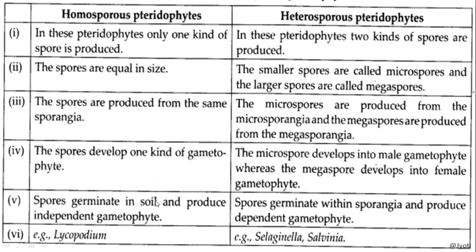Then the spore germinates in soil and produces independent gametophyte. This is very important. But here the spore germinates within the sporangia and produces dependent gametophyte.